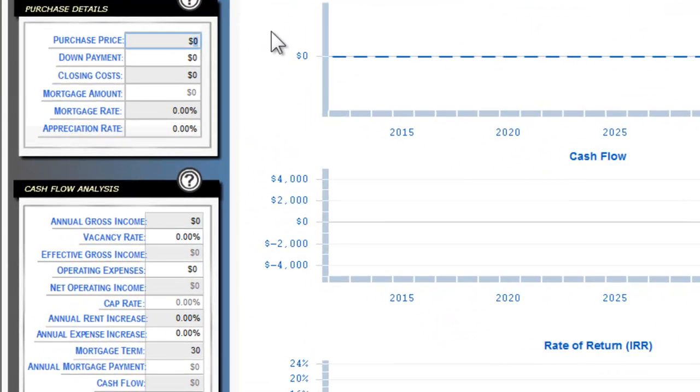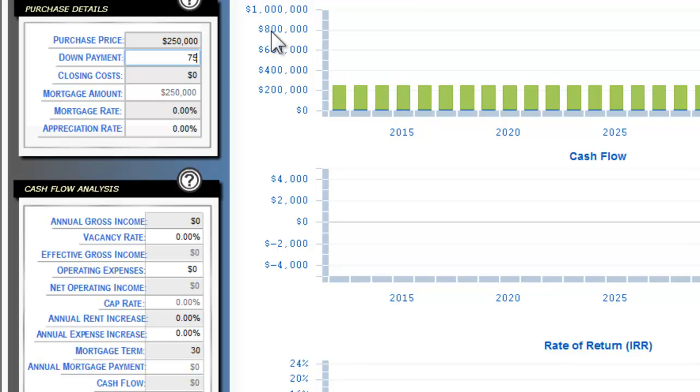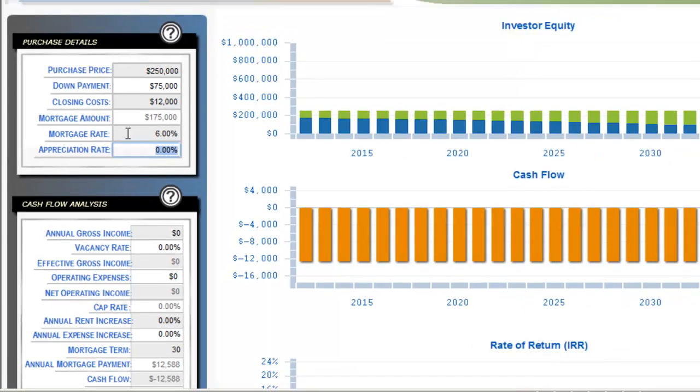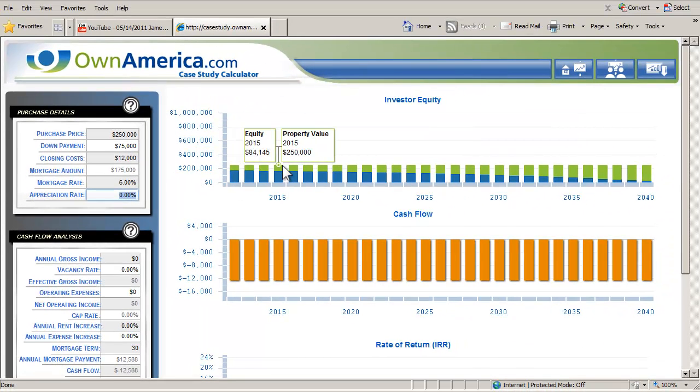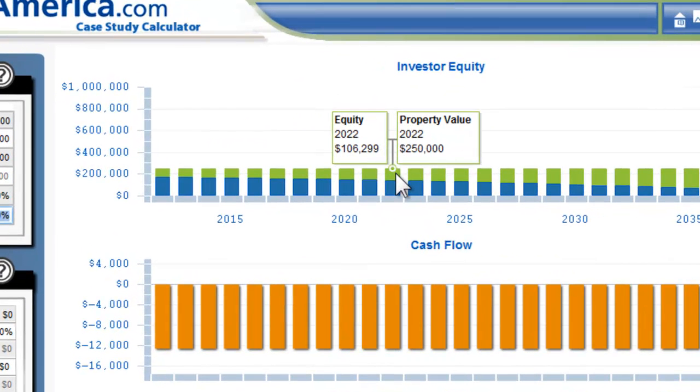So you go to the purchase price. I'll put in $250,000. And I'm going to put a down payment of $75,000 and closing costs of $12,000. Now you're seeing that my charts are beginning to populate. There are three charts here: investor equity, cash flow, and rate of return. And as I start entering these pieces of information in, here's a 6% mortgage rate, you're seeing things begin to fill out. The first one, the investor equity, shows you that if the property didn't appreciate over time, I would build, let's say over 10 years time, I'd build my $75,000 plus $12,000 in closing costs would be $106,000.